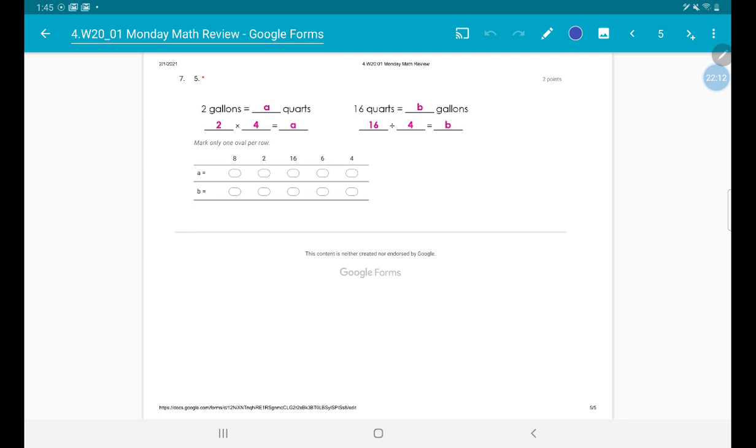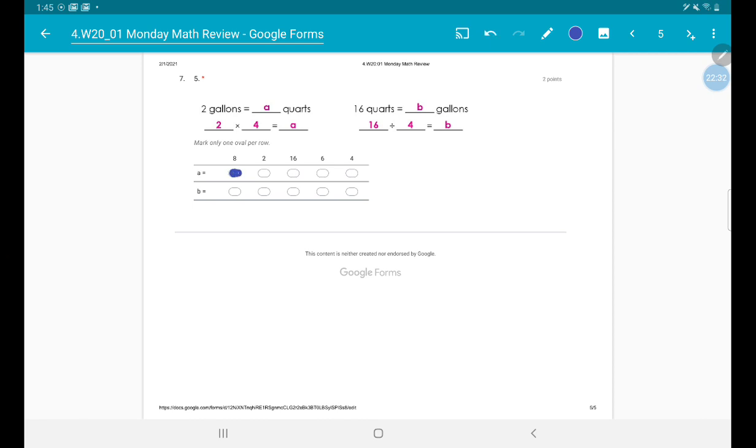All right, so now they're telling us we have 2 gallons, and 2 gallons is equal to how many quarts? That's exactly what we did a while ago. Drop in 2, multiply by 4. What would we get, Jace? 8. A equals 8.